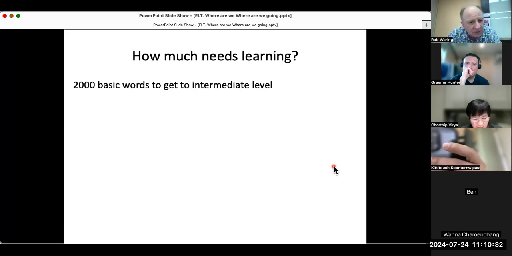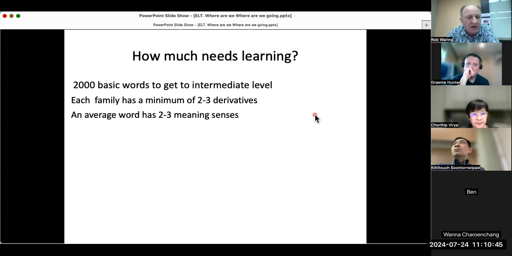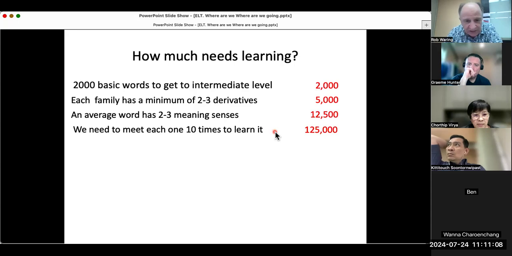Even for the 2,000 most basic words of English, each of those typically has 2 or 3 derived forms. Use becomes misuse or disuse. An average word has 2 or 3 meaning senses. We need to meet each word, let's say, 10 times in order to learn it. So if we do the basic math on this, if we have 2,000 words, each has 2 or 3 derivatives. That's 5,000 learning events. Each of those derived forms has 2 or 3 meaning senses, and you need to learn it 10 times.